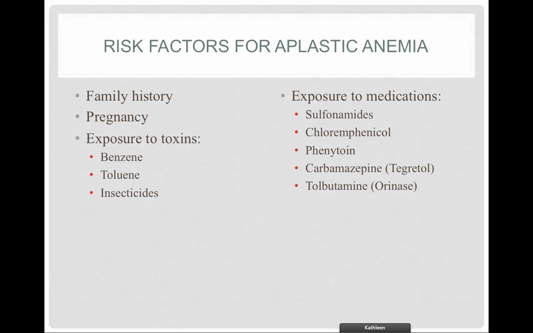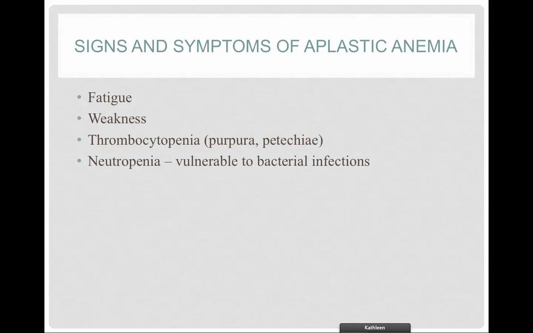And signs and symptoms of aplastic anemia: fatigue, weakness, thrombocytopenia, purpura, and petechia. And I can't tell you enough, when you look at patient skins and they don't have petechia, write that on your exam. Neutropenia, they're vulnerable to bacterial infections. These patients are sick.